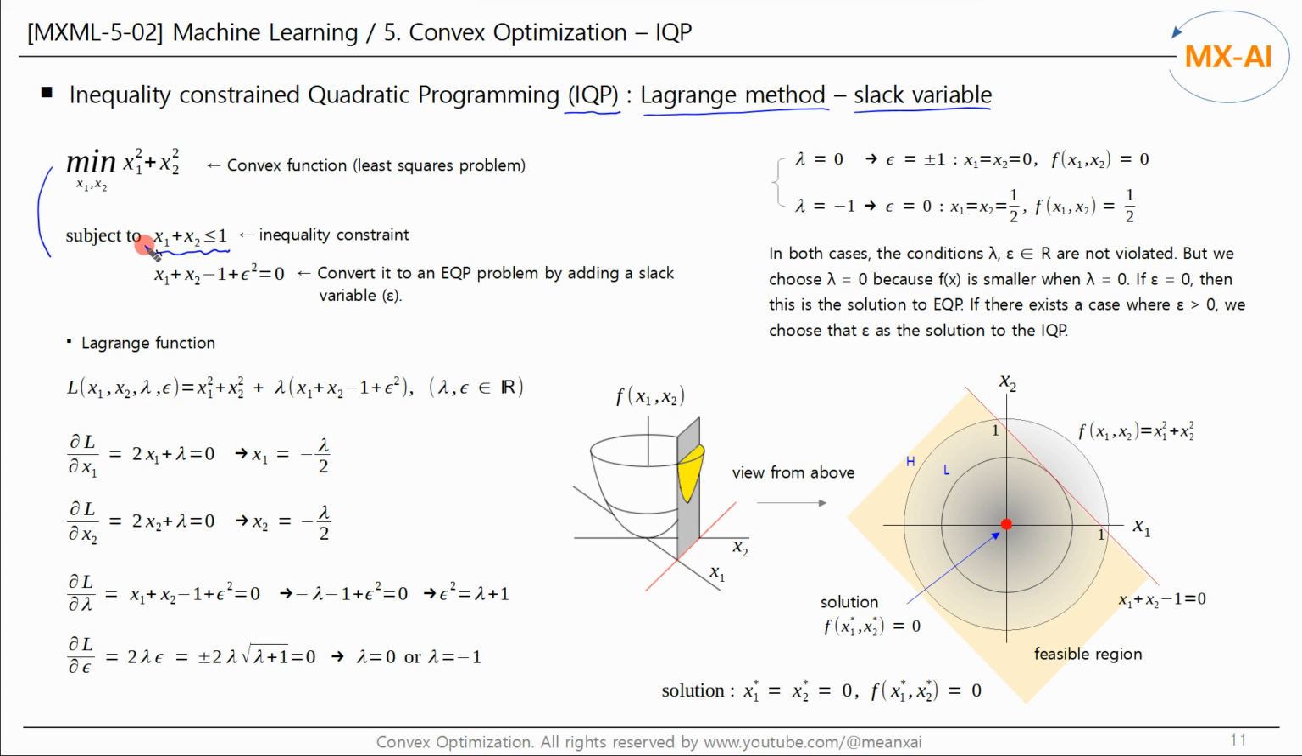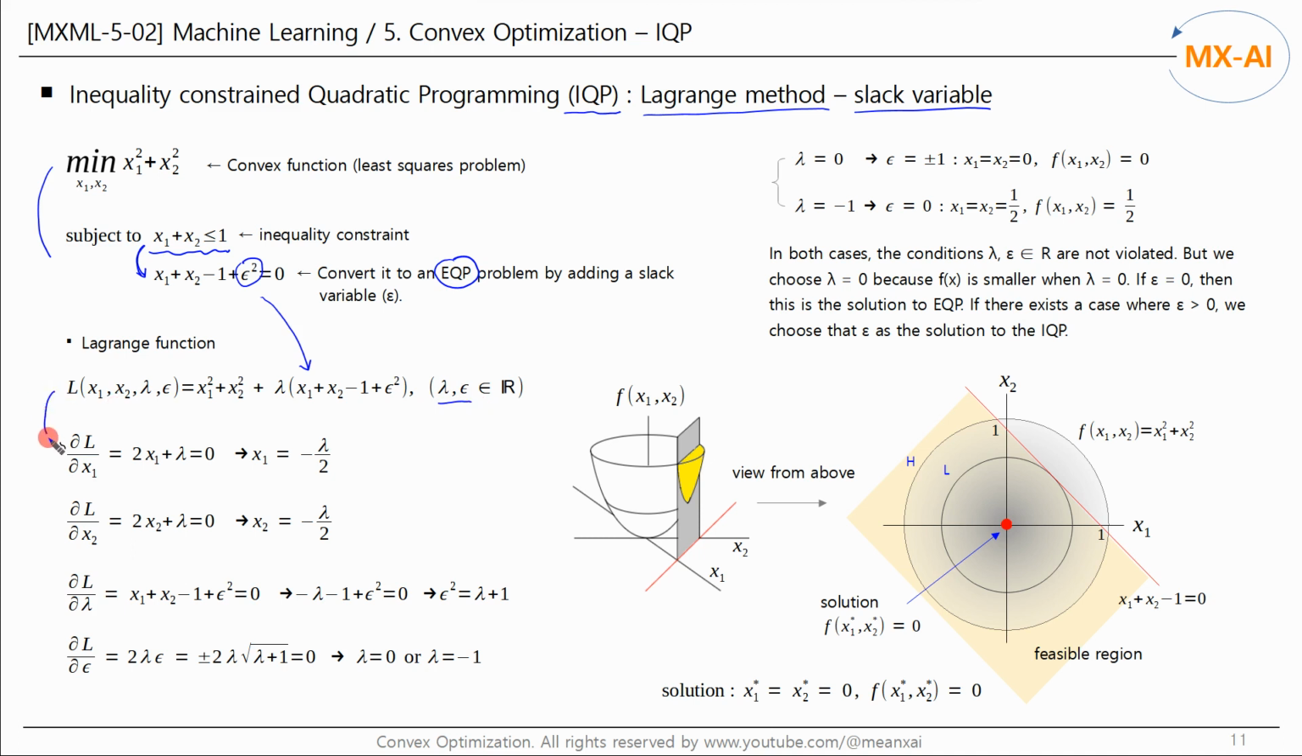Let's change this inequality constraint to an equality constraint using a slack variable as follows. Since epsilon squared is always positive or 0, these two expressions are equivalent. This problem then becomes an EQP, so we can solve it as we did on the previous page. The lambda and epsilon can be positive or negative.